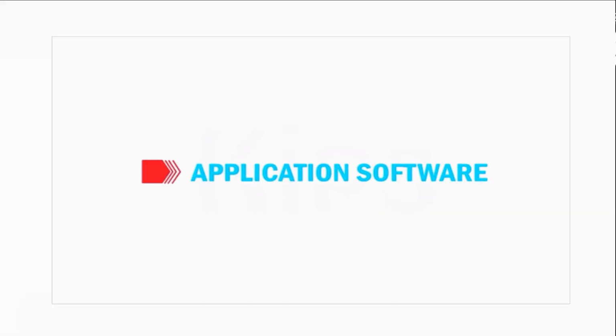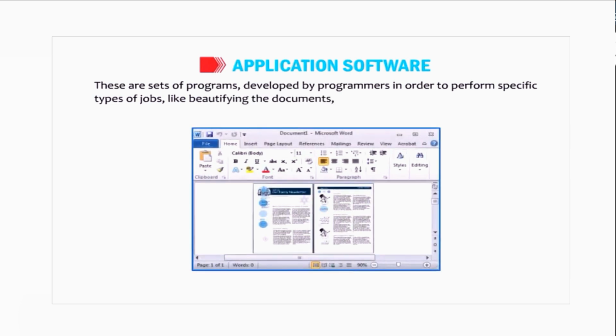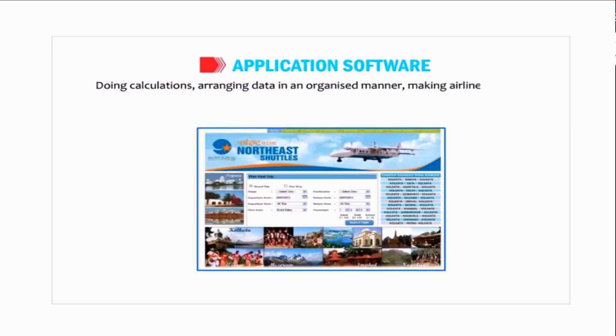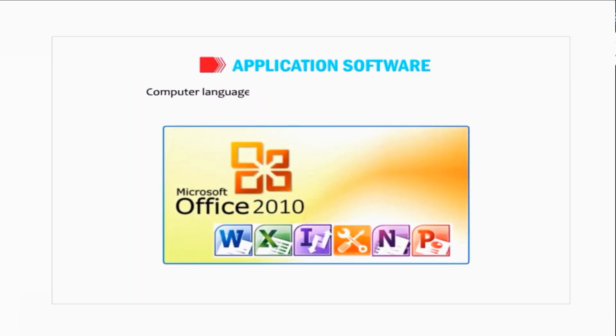Now let's talk about application software. These are sets of programs developed by programmers in order to perform specific types of jobs like beautifying documents, doing calculations, arranging data in an organized manner, making airline or railway reservation systems, etc. Computer languages are used to create these types of software.